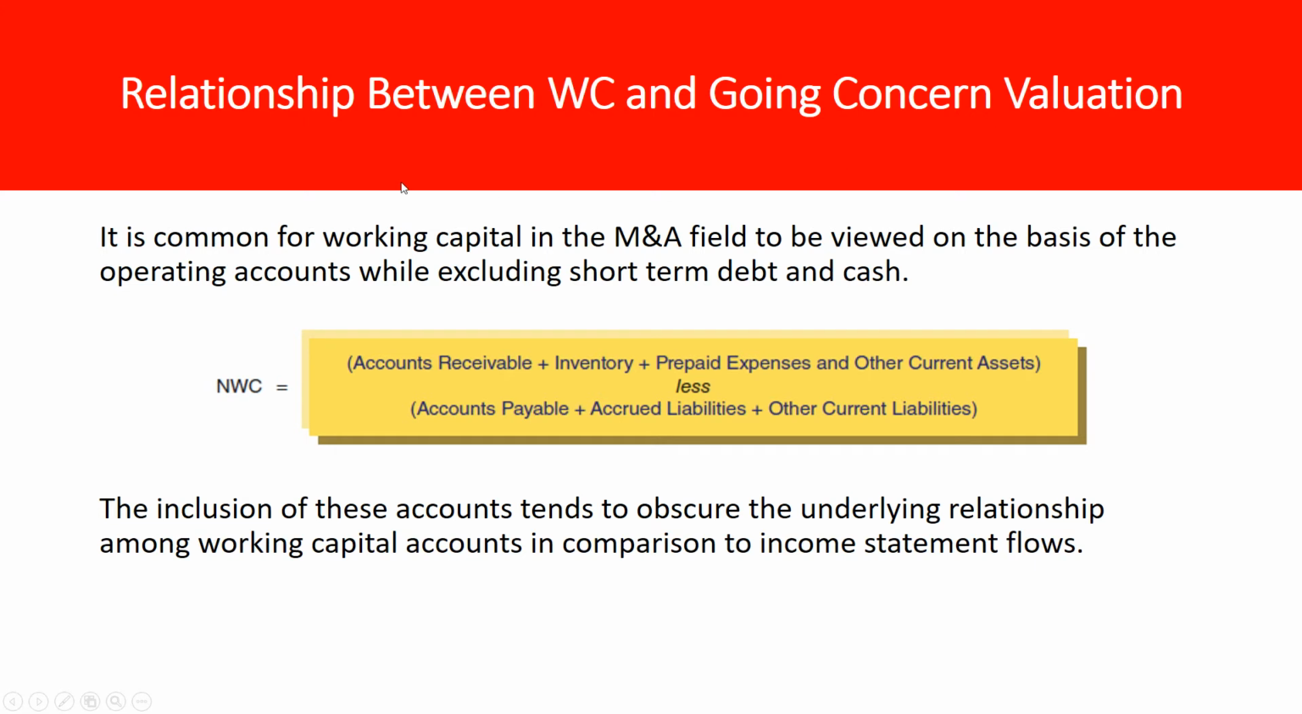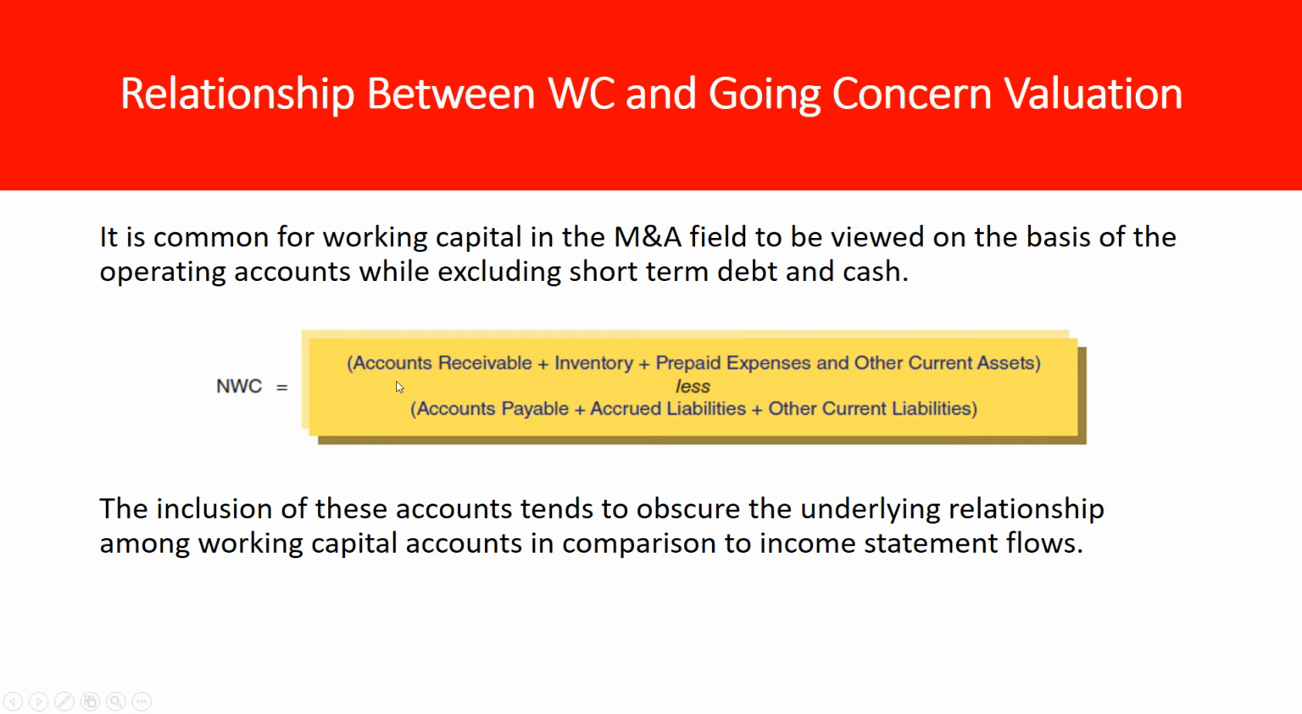So it is common for working capital in the M&A field to be viewed on the basis of the operating accounts while excluding short-term debt and cash. And I talked about this, the difference between working capital requirements and the net liquid balance. So we're essentially taking away the net liquid balance from net working capital to only have working capital requirements. And so this is the formula for WCR, or in this case, net working capital in the M&A field. So we're removing all cash and interest-paying current liabilities.